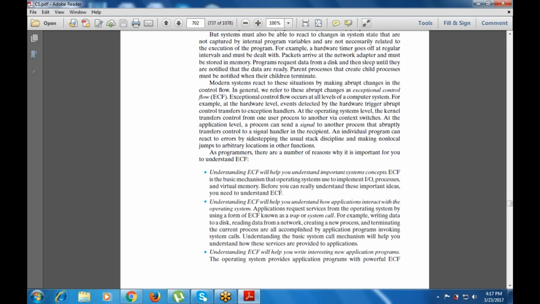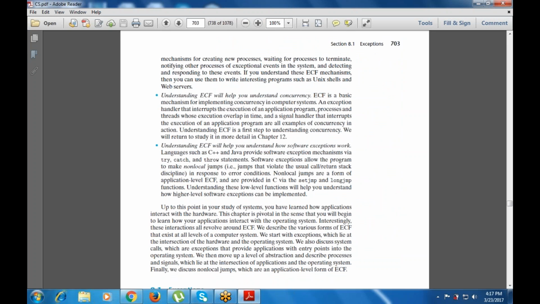Then understanding ECF also provides application programs with a powerful mechanism for creating new processes, waiting for processes to terminate, notifying other processes of exceptional events in the system, and detecting and responding to these events. Whenever you apply the ECF mechanism, you can use it to write interesting programs, such as Unix shells.